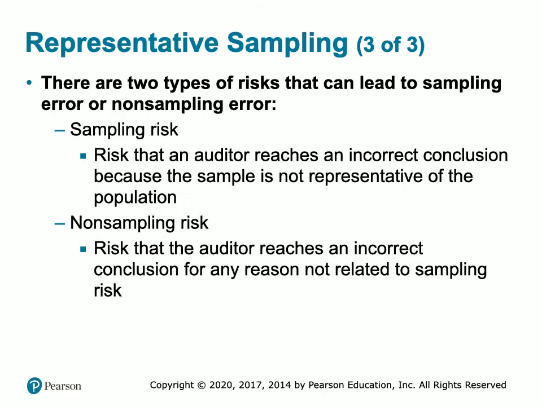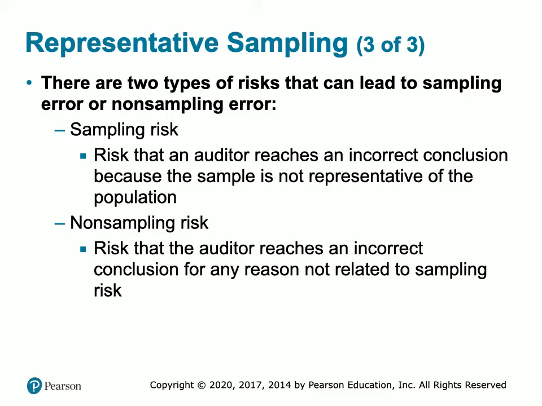There's two types of error. This is important. There's sampling risk, which is the risk that you reach an incorrect conclusion because your sample is not representative of the population. So, you know, you pick items, they all turn out to be perfect, and yet the population has a lot of errors in it. Even though you did the right sample calculations, everything like that, there is a risk of the sampling not being accurate.